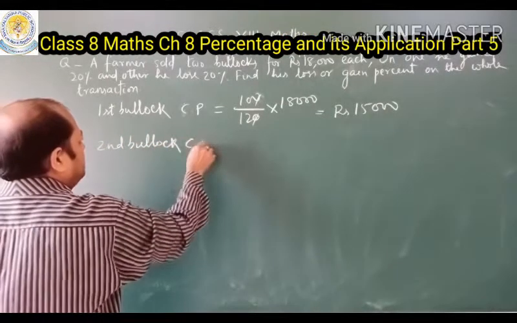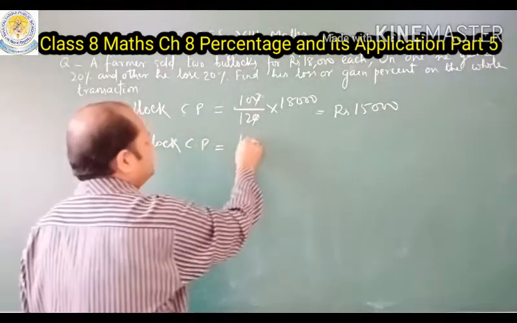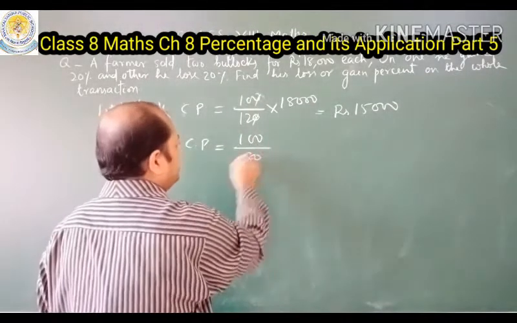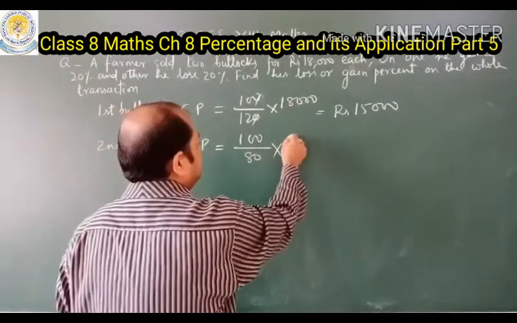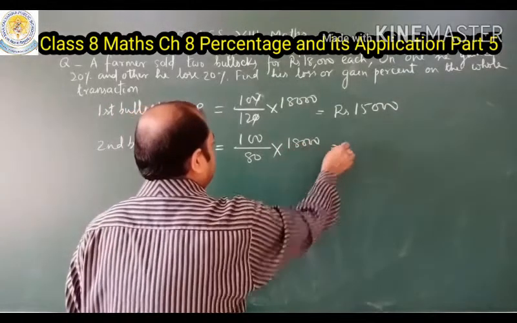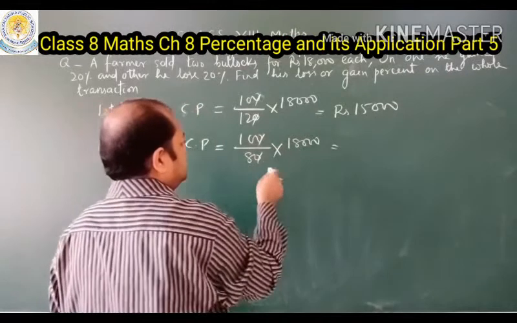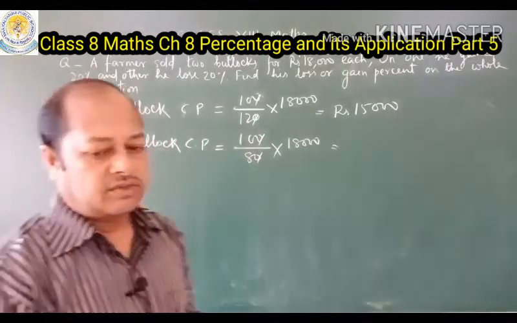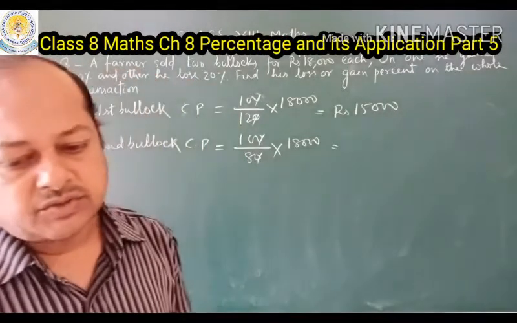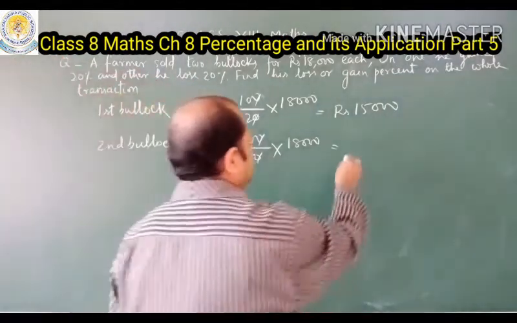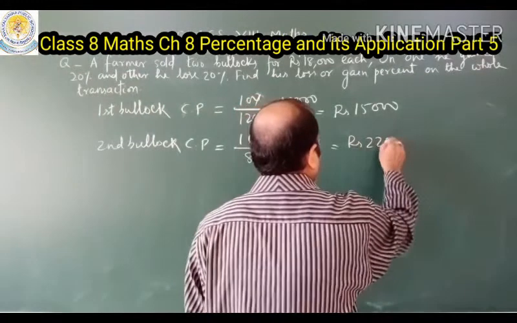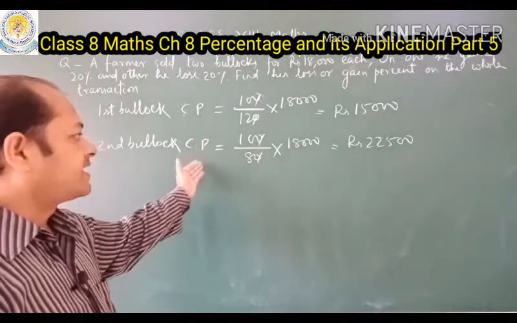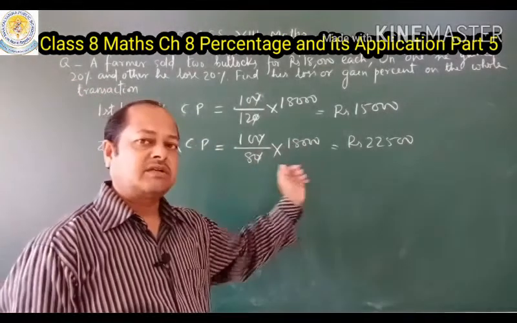Now in the second case, the second bullock: CP equal to, here he loses 20%. So 100 minus 20, that is 80, into SP. SP is 18,000. So how much? If you minimize it, you will get 22,500. So simplify it. Okay, so in the second bullock you will get 22,500.